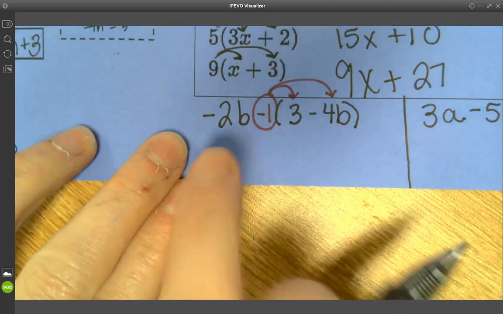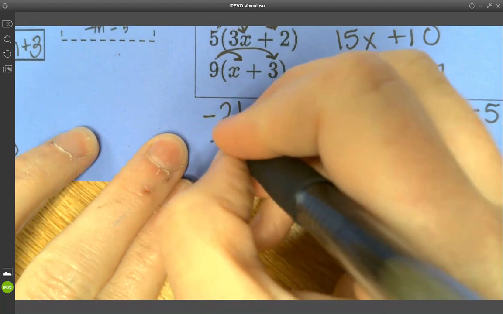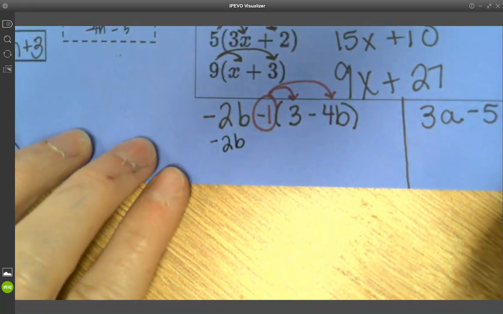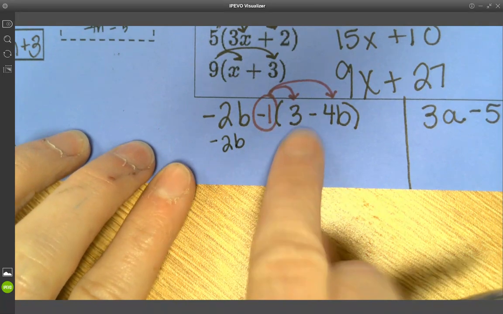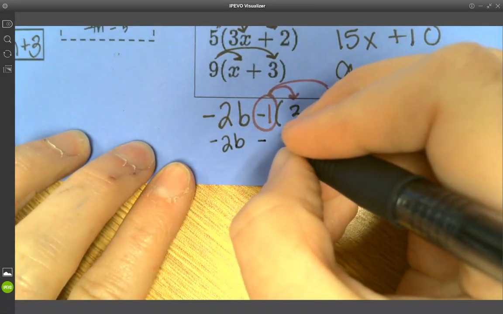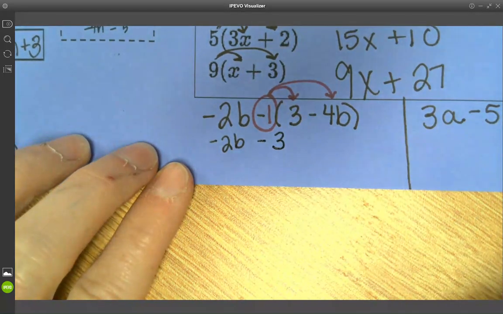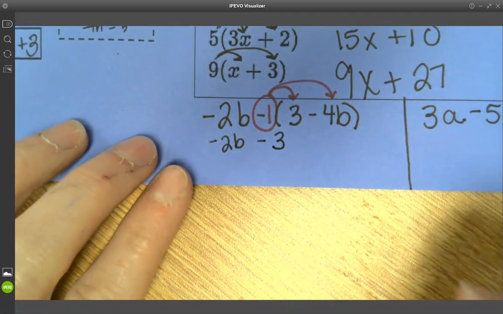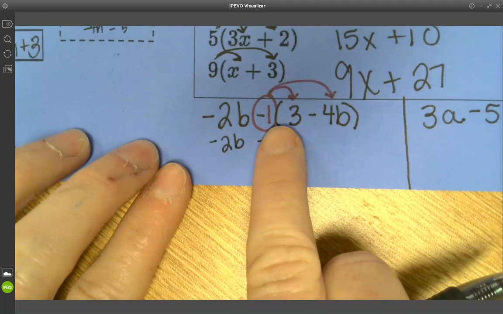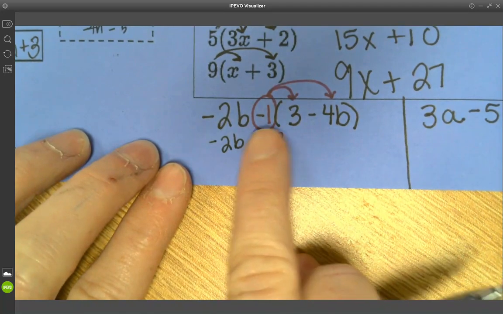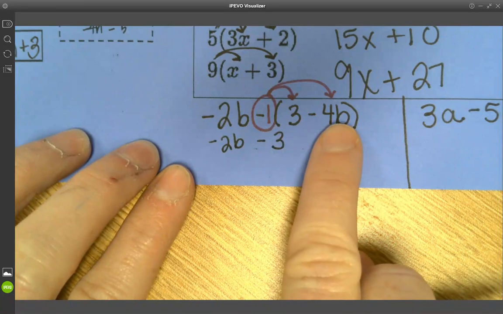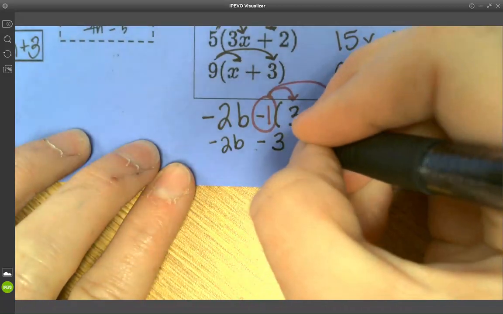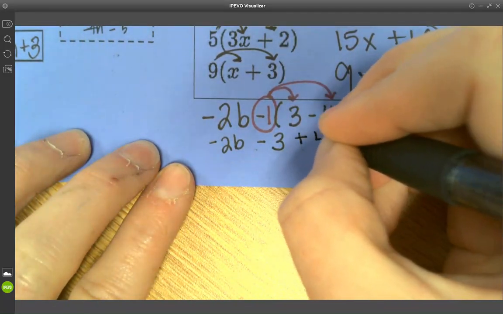So right now we just have this negative 2b. Let's just carry it down. And then we have negative 1 times 3 is negative 3. And if you're not sure, you can always use your calculator. But when there's a parentheses here, you are doing a multiplication there. So negative 1 times 3 is negative 3. Negative 1 times a negative 4b. So negative times a negative becomes a positive 4b.